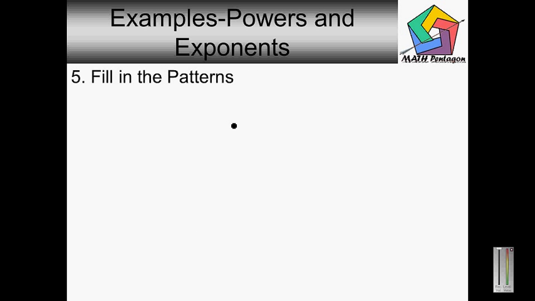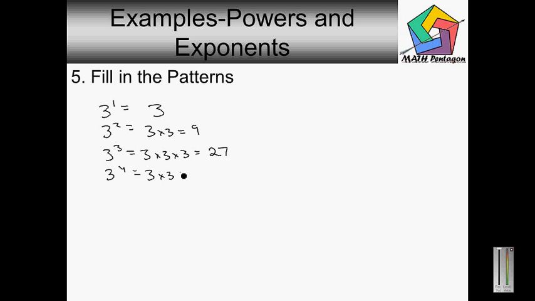Okay, now we have fill in the patterns. So let's say we have 3 raised to the 1 power. That's basically just 3. 3 squared is basically 3 times 3, and that equals 9. 3 raised to the 3rd power is 3 times 3 times 3. So that would equal 27. 3 raised to the 4th power would be 3 times 3 times 3 times 3, which equals 81.